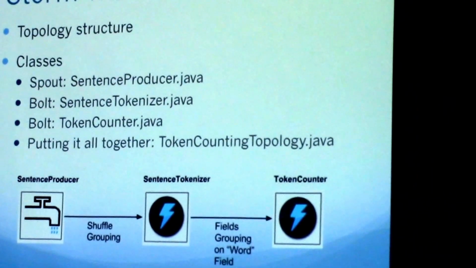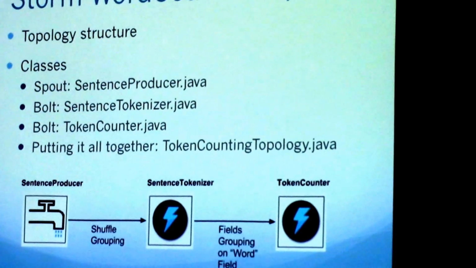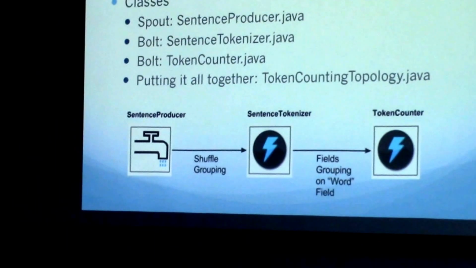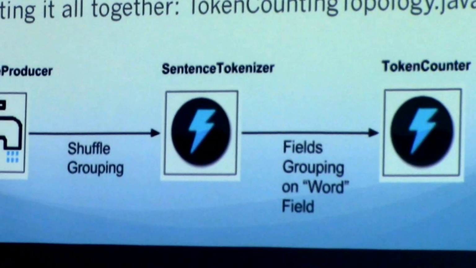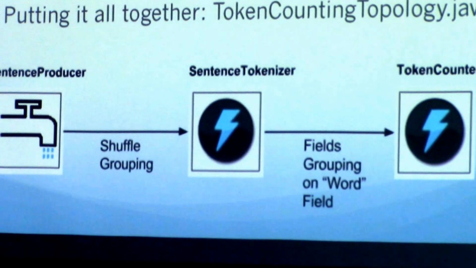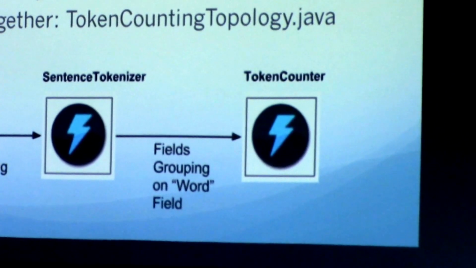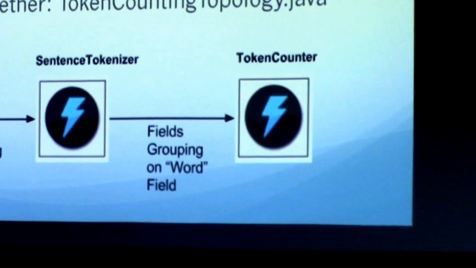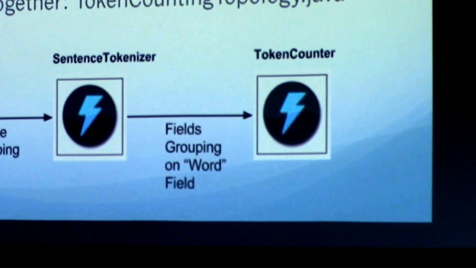So for the word count example, you can see the topology at the bottom here. It's about as simple as you can get. So we have one spout that is just randomly producing sentences, and then sending that to the sentence tokenizer. And that is just breaking up the sentence into individual words. And then the sentence tokenizer sends the data downstream to the token counter, which just counts how many words it sees. And so between any two components, you specify what the grouping is.